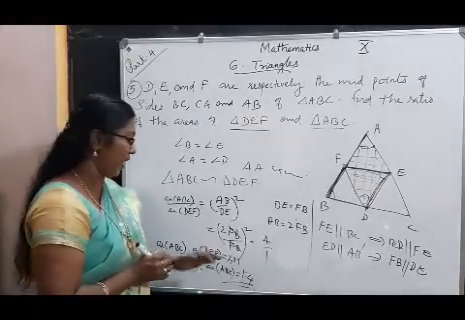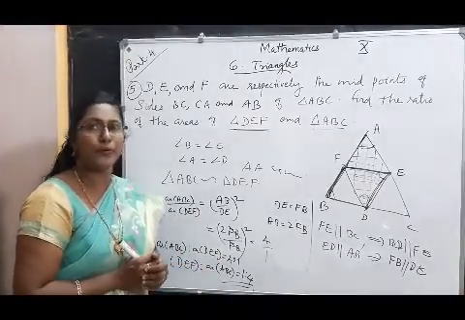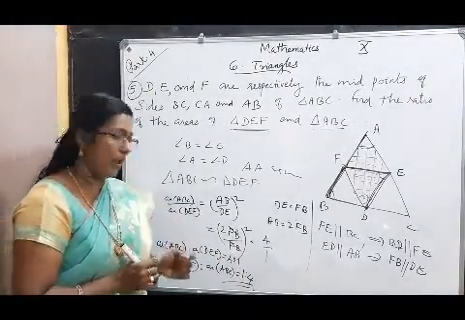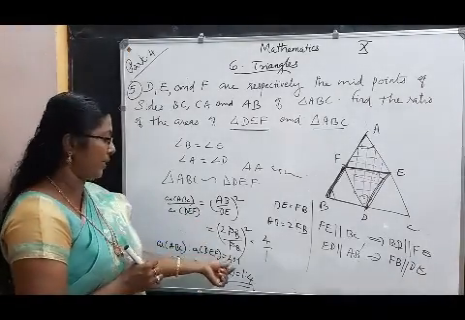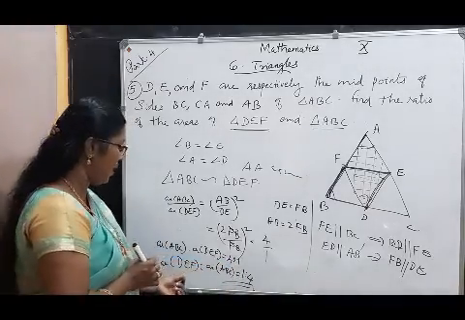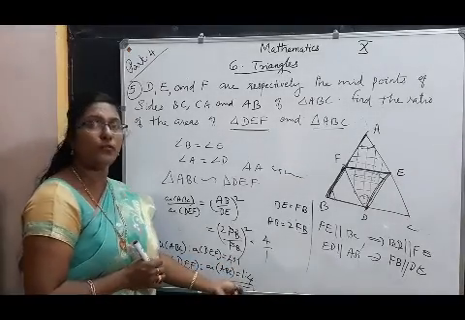It is a 3-mark question and it is also a 1-mark question. All should learn this answer by heart. If it is larger triangle to smaller triangle, that is 4 is to 1. If it is smaller to larger, 1 is to 4.